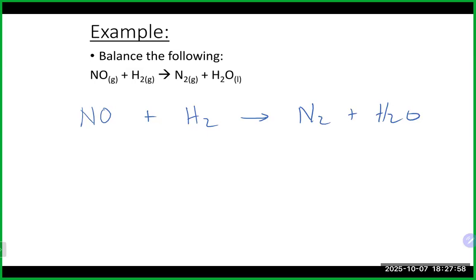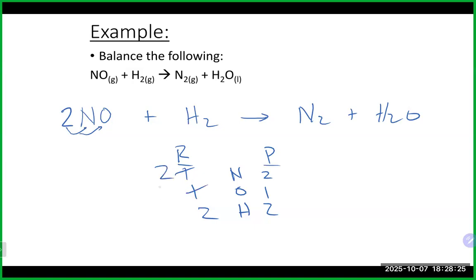Okay, let's take a look again. If we make a table here, reactants, products, we got nitrogen, oxygen, hydrogen. We have one nitrogen on the left, two on the right. We have one oxygen on the left and one on the right. Two hydrogens on the left and two on the right. So everything looks balanced except for nitrogen. Seems like a good place to start. So we'll go with two. Again, going to go to everybody behind it. Two nitrogens, two oxygens, and two hydrogens.